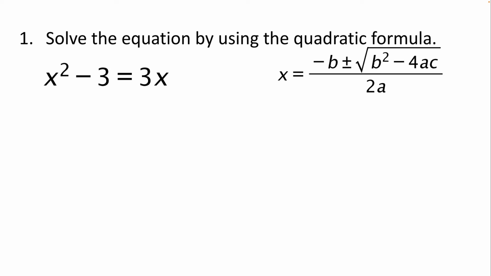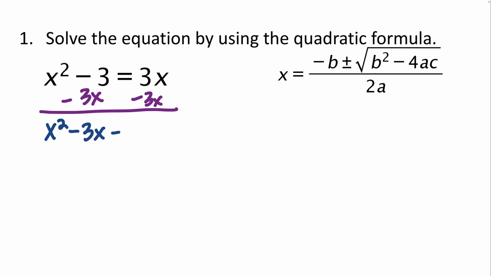Let's look at a few examples. First, we'll start by solving the equation x squared minus 3 equals 3x by using the quadratic formula. The first thing we need to do is rewrite this equation in standard form, which means that we need to set it equal to 0. To do this, we need to subtract 3x from both sides of the equation. This will give us x squared minus 3x minus 3 equals 0. Now this equation is in standard form.